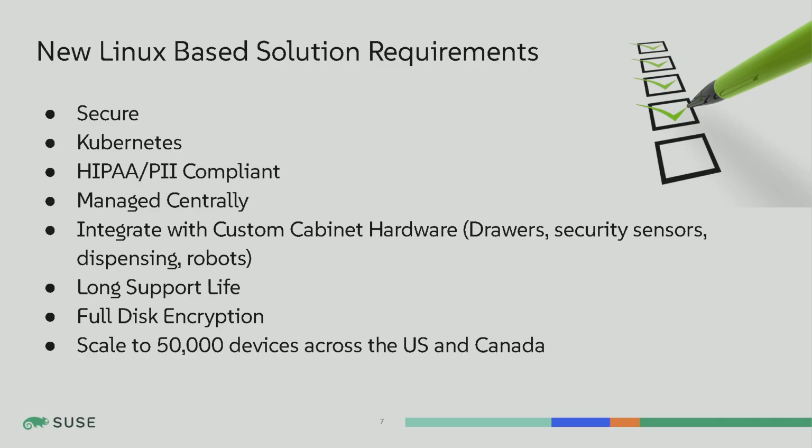The HIPAA and PII compliant solution brings with it a laundry list of things that you have to take care of. One of the biggest is full disk encryption, to where if the hard drive leaves, the data is gone or locked up. Managed centrally. You saw on the first slide, we've got about 40,000 nodes potentially when we're fully deployed to be able to manage. So there's a lot of pieces that you've got to pay attention to when you're trying to work at that kind of scale.